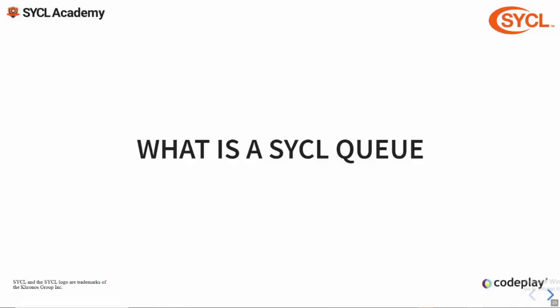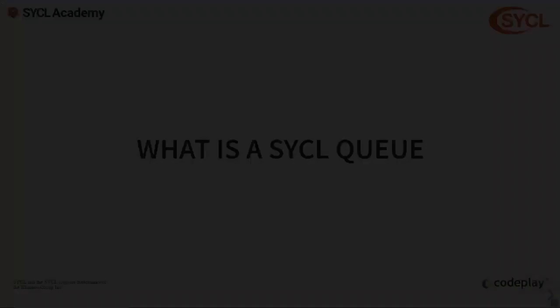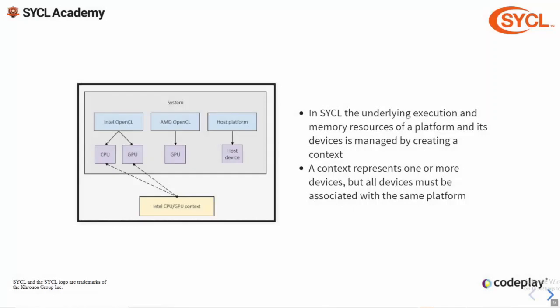So now we're going to take a look at what a queue is and what it does. But first, before going into what a queue is, it's first important to understand what a context is. A context in SYCL is an object which manages the underlying resources of a platform and a number of devices. A context can represent one or more devices, but they must all be associated with the same platform. So in this example, we've created a context for the Intel OpenCL platform and both its devices.